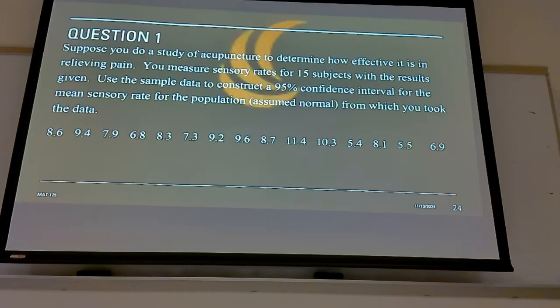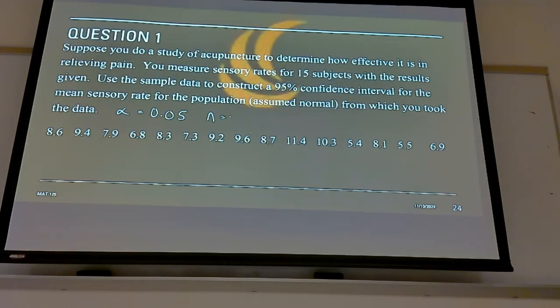I'll write it up here. Start with alpha. What is our alpha? 0.05. Sample size, 15, which means our degree of freedom is what? 14. All right, degree of freedom is sample size minus 1.